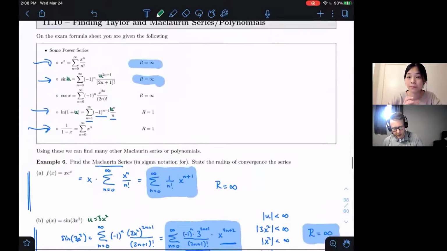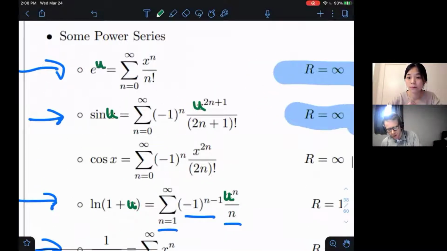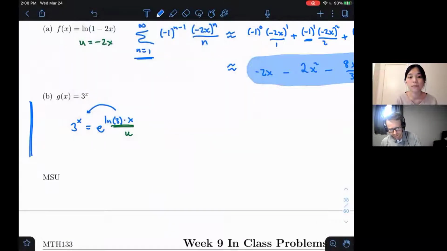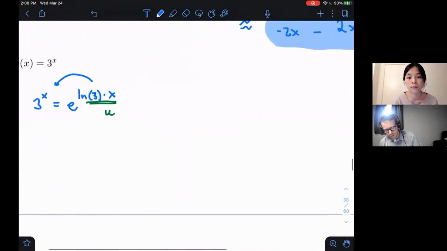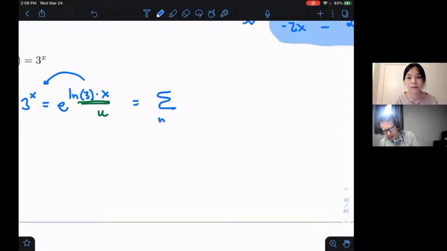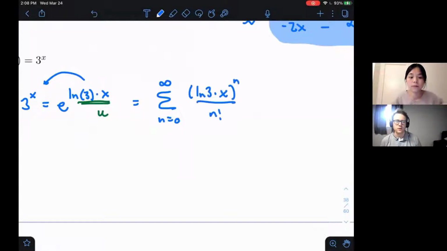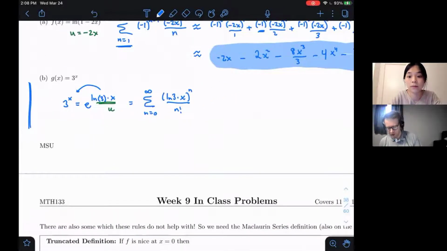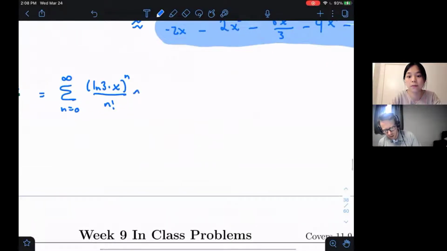And I'm going to substitute that in here. E to the u is going to be equal to all of this stuff. And so let's go ahead and do that. So substituting that in, this is going to be equal to summing up from n equals 0 to infinity of u, which is my natural log of 3 times x, raised to the n divided by n factorial. And remember, we only want the first 5 terms, really, for this. So we're going to just do a 5th degree Taylor polynomial.